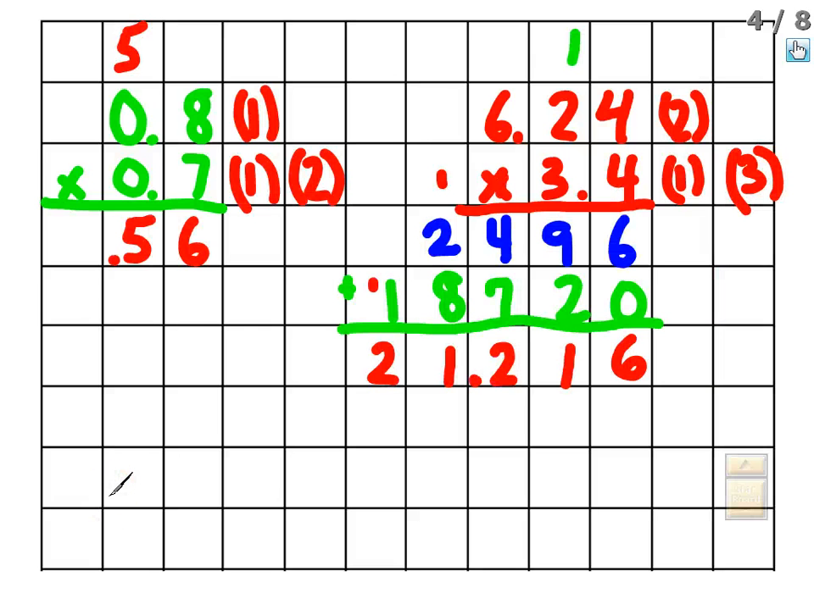Now we have our answers here. We have 8 tenths times 7 tenths gives us 56 hundredths, and 6 and 24 hundredths times 3 and 4 tenths gives us 21 and 216 thousandths. So make sure your answers are the same as what I have here on the screen. If you missed something, please look at my work and see how it compares to yours. If you have any questions about this concept, please feel free to rewind the video and definitely come in and see me.